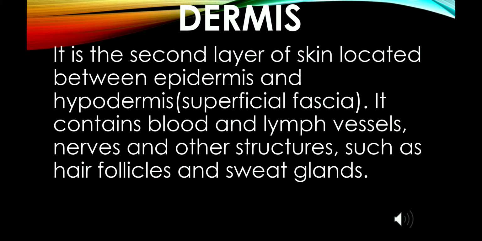So what does this layer dermis contain? It contains blood vessels, lymph vessels, nerves, and other structures such as hair follicles and sweat glands. And dermis is made up of 2 layers of connective tissue that compose an interconnected mesh of collagen and collagenous fibers produced by fibroblasts. We will discuss the function of collagen later.